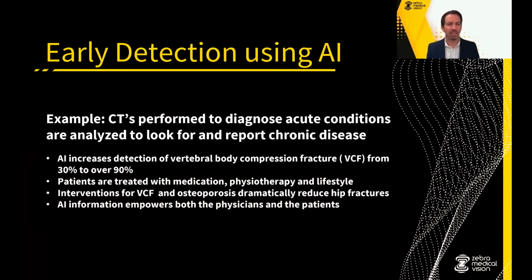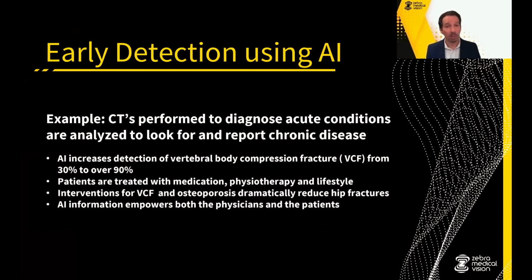Let's double click on this example of osteoporosis. Nearly half of all women and a quarter of men over the age of 50 will suffer an osteoporotic fracture in their lifetime. According to the National Osteoporosis Foundation, the cost of fragility fractures in the US is estimated to be $52 billion annually. This disease is often referred to as the silent killer and is the most common preventable cause of fractures, causing more than 2 million cases of broken bones in the US alone every year.